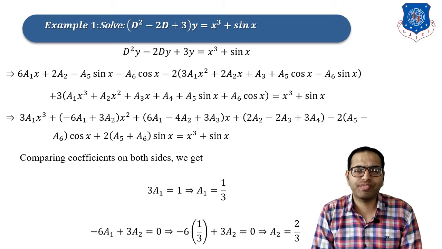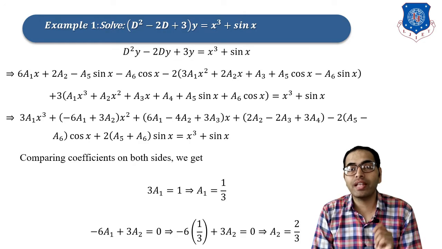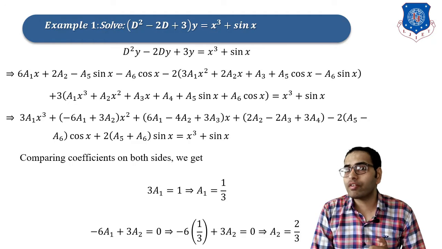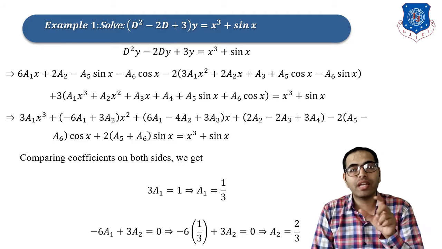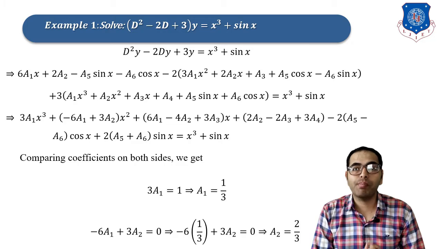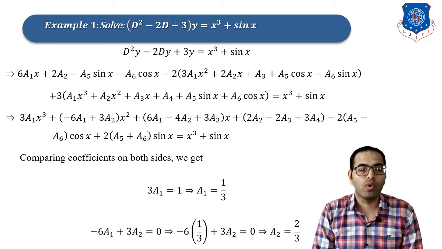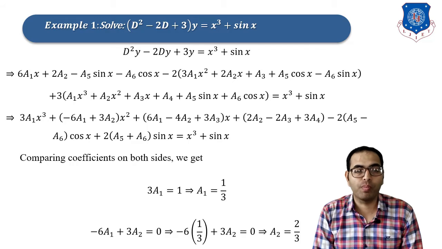Now this one is a simplified term. Now we are just finding the values of a1, a2, a3, a4, a5 and a6. For that, what do we have to do? Obviously, equating both sides, that means comparing the coefficients on both sides. Firstly, the coefficient of x cube: here it is 3a1, and on the other side the coefficient of x cube is 1. Then 3a1 is equal to 1, so a1 is equal to 1 by 3.